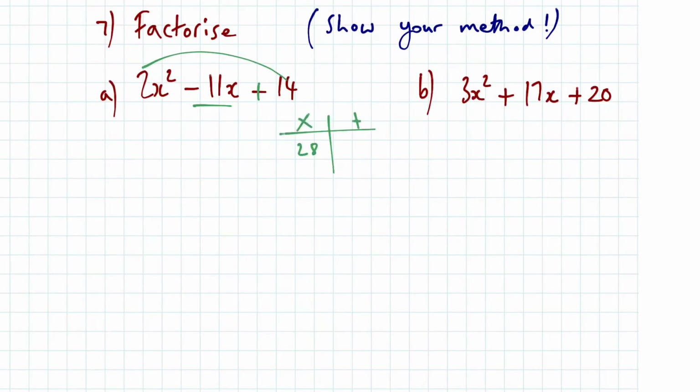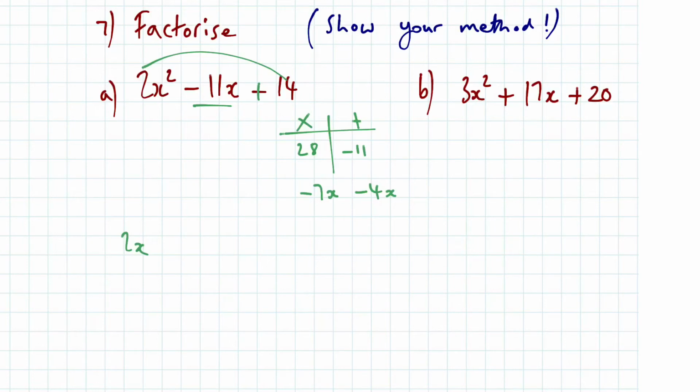And we need to find two numbers that add to make the coefficient of x. Two numbers that work there are minus 7 and minus 4. Think about it, those two multiply to make 28 and add to make minus 11. You can actually put x's on them and use them to split up that middle term. I'm going to do that right now.